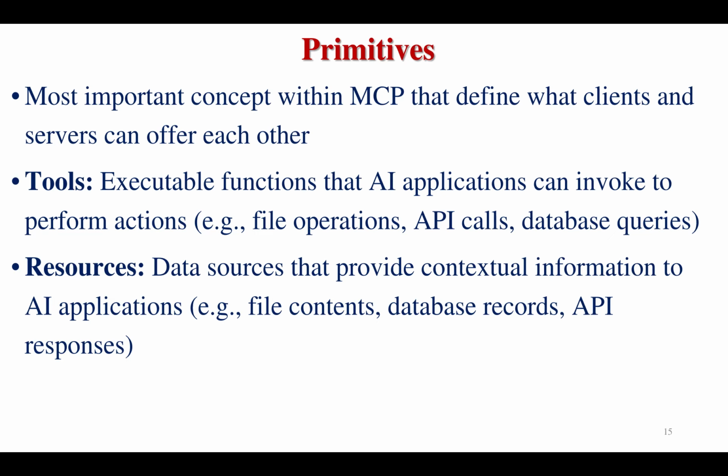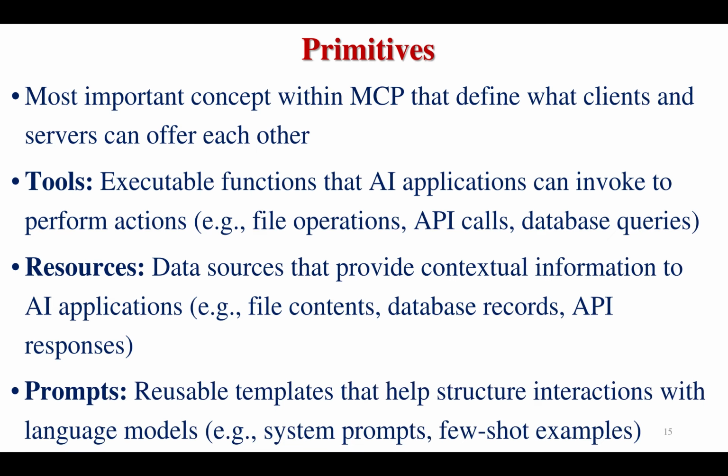Second one is the resources. Resources are generally things like file contents, database records, or API responses, basically text, image, video, or audio, any type of data source that will be available there, and it will provide contextual information for the AI application. So it is not that something is getting executed, but the server maintains some kind of file so that it can serve contextual information for the AI application.